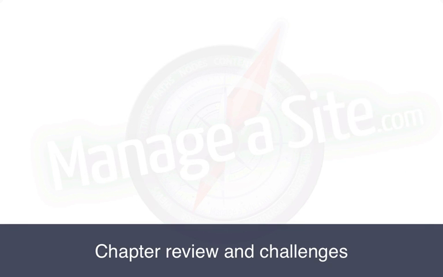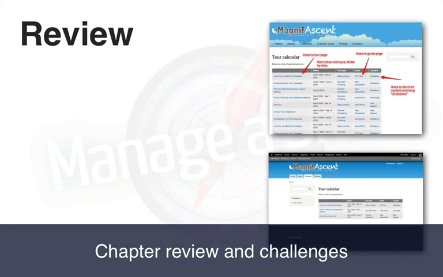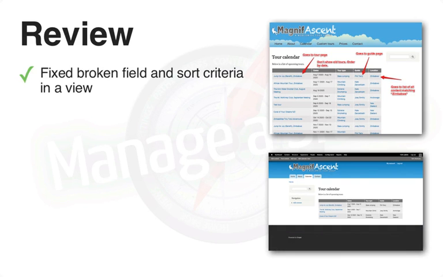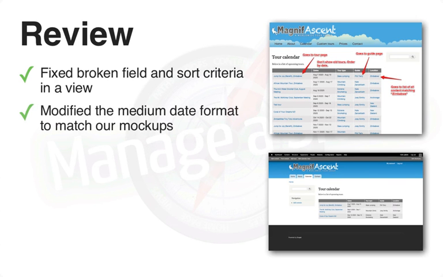In this chapter, we covered a lot of ground. Let's go ahead and do a quick review. First of all, we fixed a broken field and broken sort criteria in a view after we deleted a field that we had used previously.